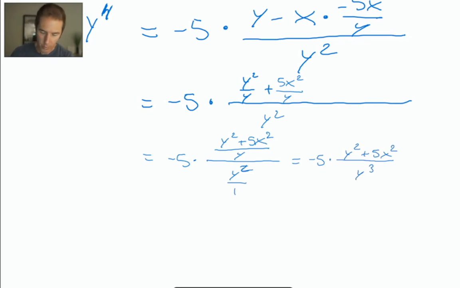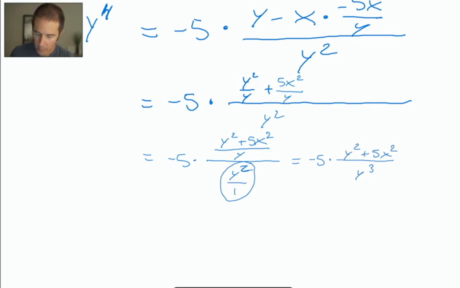So when we do keep change flip and we multiply by the reciprocal of this, we're going to be multiplying by 1 over y squared. So that y squared that ends up in the denominator is going to multiply in here with this y to the first power, giving us y to the third power in the denominator.